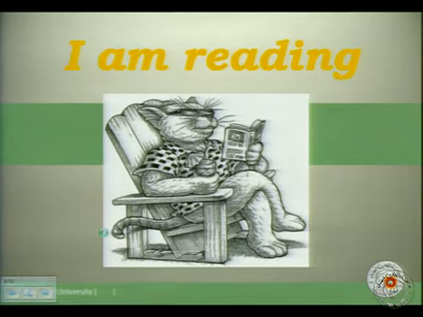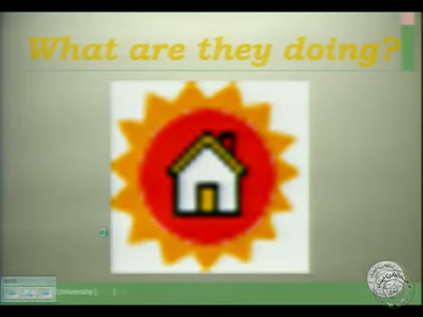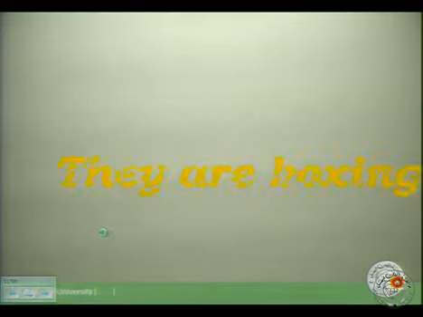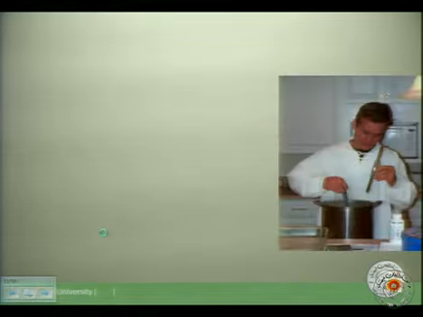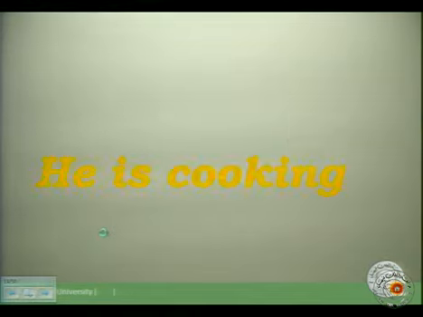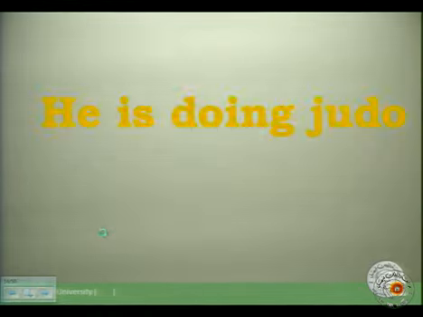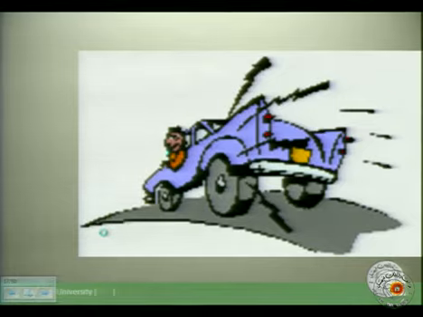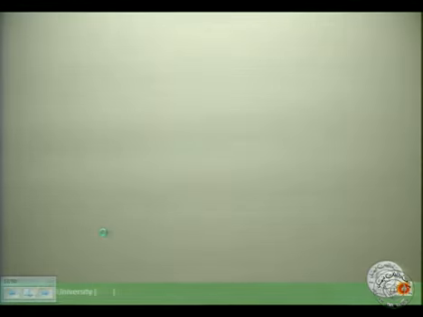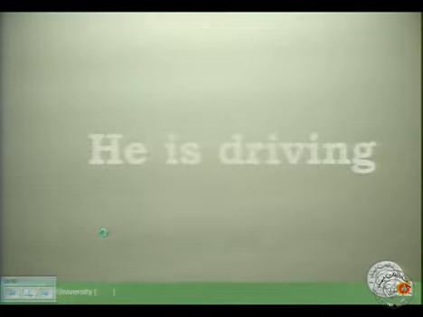What am I doing, or what's he doing? I am reading. And then here we have, what are they doing? They are boxing. What's he doing? He is cooking. What's he doing? He's doing judo. What's he doing? He's driving a car, is it? He's driving, yes.